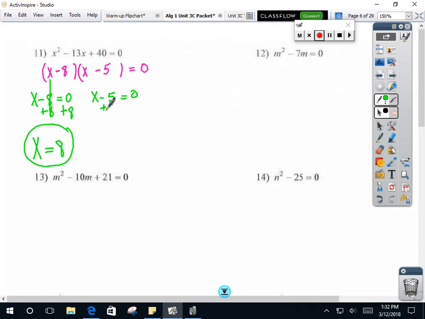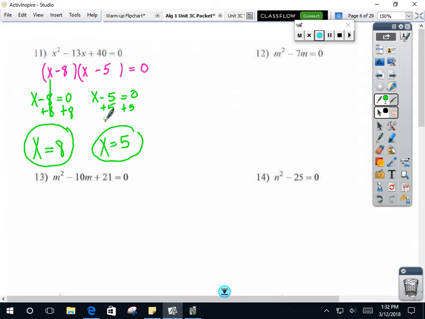Okay, so for this one, we would add 5, and our second solution would be positive 5. And that's because if you plugged in 5 and squared it, and then subtracted 13 times 5 plus 40, you would get 0. And those are the only two numbers that would do that. No other number, when plugged in for the x's, would make this equation equal 0. Only 8 and 5. What else did we learn about those two numbers?